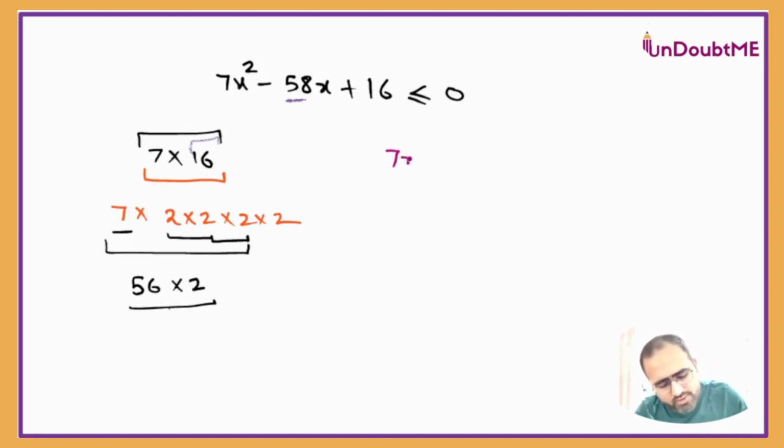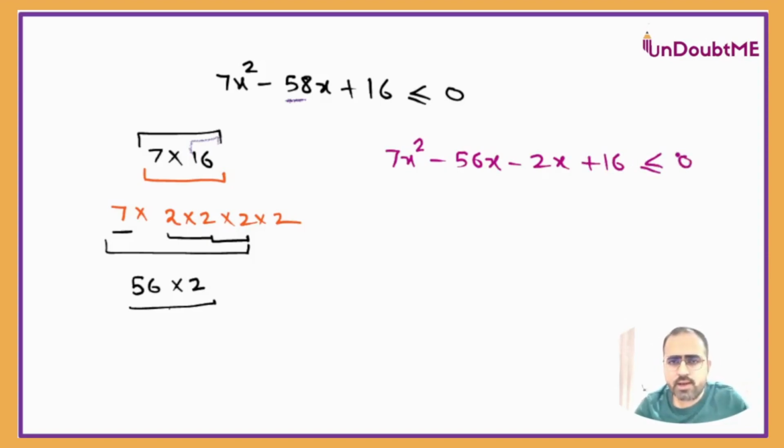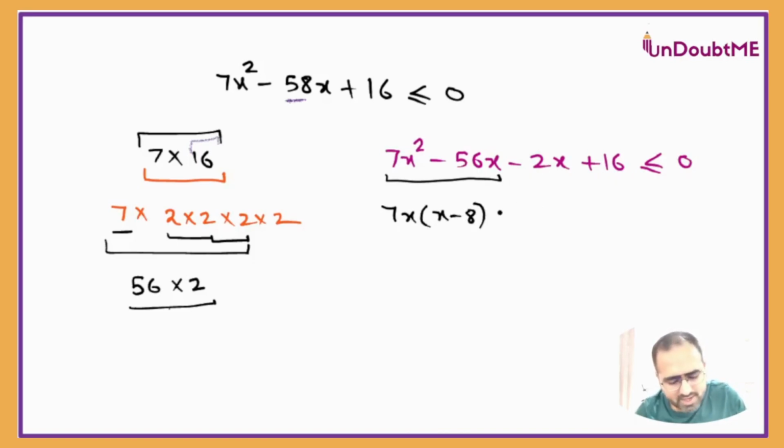So I'll write it down as 7x square minus 56x minus 2x plus 16 less than or equal to 0. Inequality, we will deal with it later. Right now we're just trying to factorize it. So moving further, from the first two terms, I'll take 7x common. It will be x minus 8. And then from the next two terms, I'll take minus 2 common. So it will be x minus 8 again.